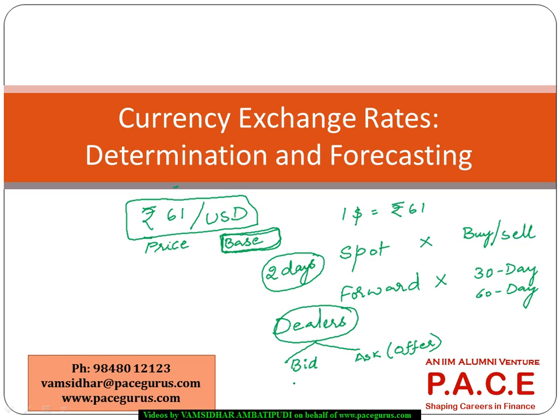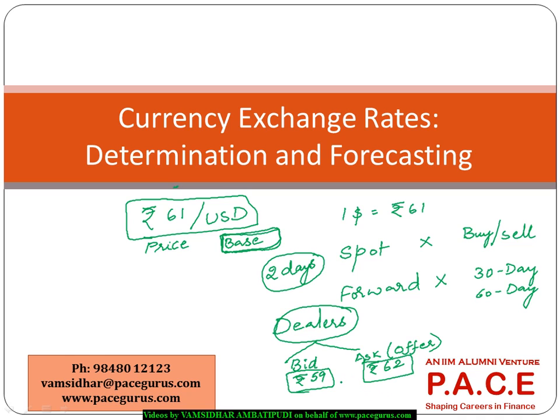So, the bid rate is always the rate at which the dealer buys the currency from the customer. For the same USD, the dealer will have a bid rate of, let's say, 59 and an ask rate of, let's say, 62 rupees per dollar. It means the dealer is willing to pay 59 rupees to purchase a dollar, whereas if he has to sell the dollar to you, he will be charging you 62 rupees.